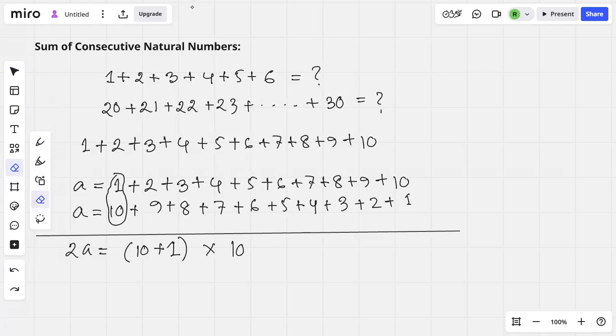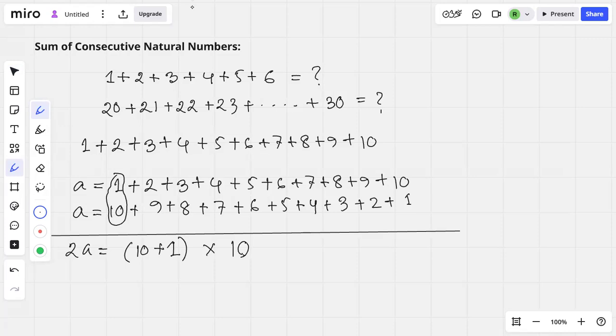Okay, so now what we get from here is 10 plus 1, into 10. What does it represent? It represents 2A, but the sum which we need was stored in A. A represents 1 plus 2 plus 3 plus like this, all the way to 10.